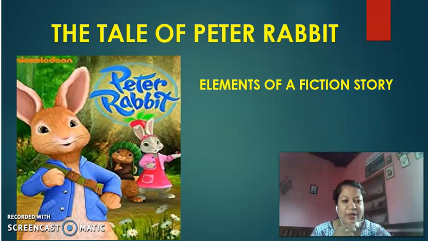We have just finished our periodic test and today we will be starting a new volume, that is volume 2. We will be doing the tale of Peter Rabbit.